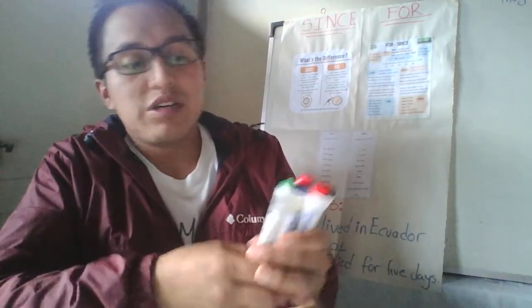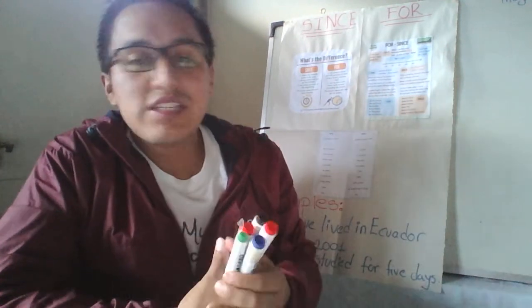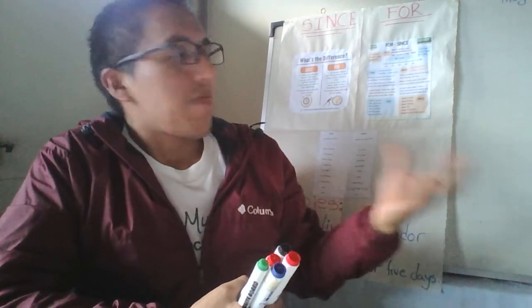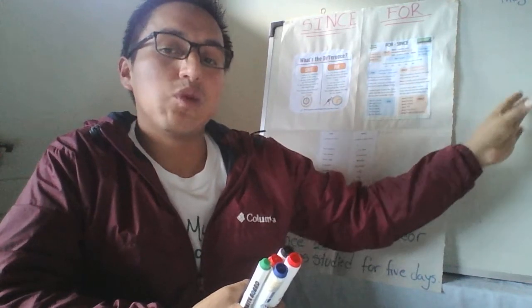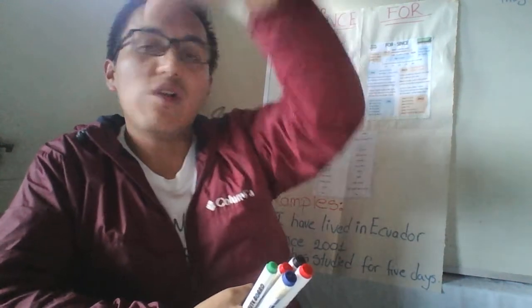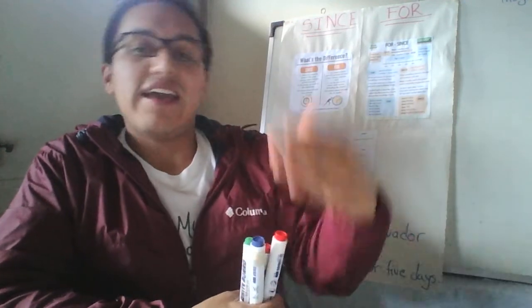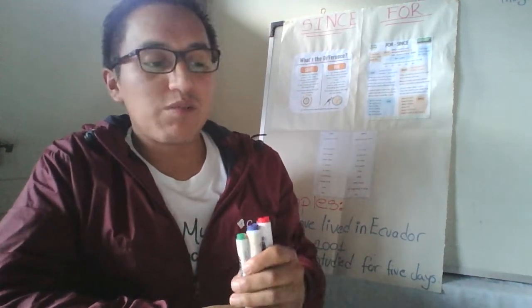So now I'm gonna show you other materials I'm gonna use for this class. I'm gonna use markers and a board. Why am I gonna use this? I think it's very important that I write the grammar structure on the board in order that all the students in the class can see the rules and come to the board and practice. I think it's very important.